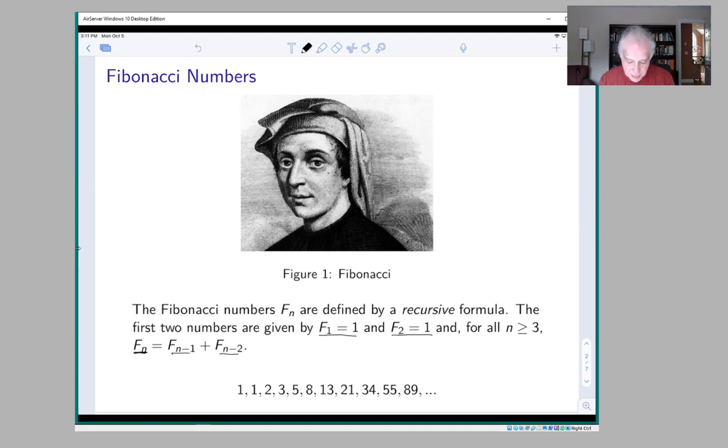So if you start with 1 and 1, then the next Fibonacci number is 1 plus 1, which is 2, then 1 plus 2, which is 3, then 2 plus 3, which is 5, and 3 plus 5, which is 8, and 5 plus 8, which is 13, and 8 plus 13, which is 21, and so on. You get the idea. So it's an infinite sequence of integers, starting out 1, 1, 2, 3, 5, 8, 13, 21, 34, 55, and 89, and so on.